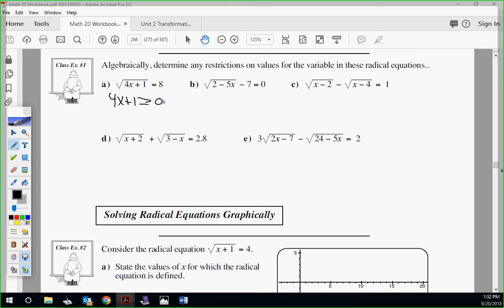So inside the radical, everything has to be positive. Correct. Now what? Divide by 4. Do I flip? No. It's not negative. I didn't divide by a negative. So your first restriction is x has to be greater than or equal to negative 1/4. To test it, let's test 0. Should 0 work? Is 0 bigger than negative 1/4? If I put a 0 in here, I get square root 1. Cool. 0 worked. I have the right direction. I have the right value.